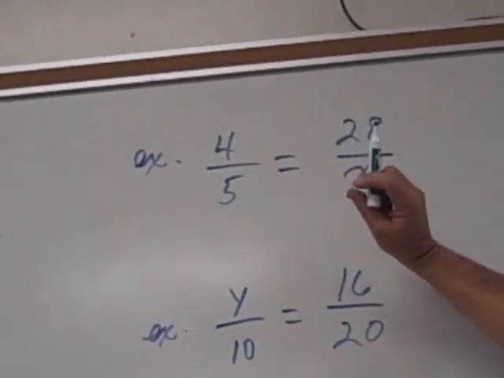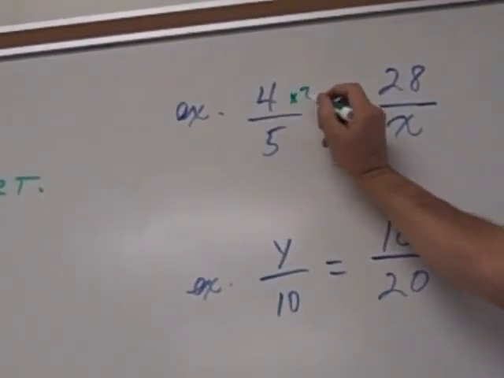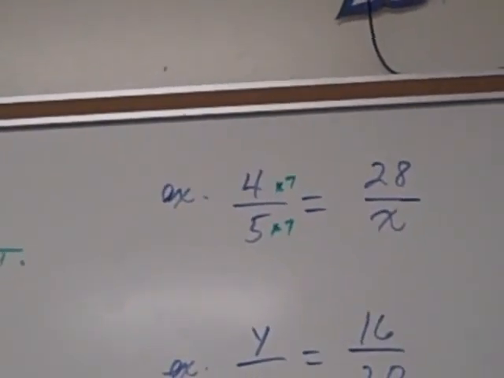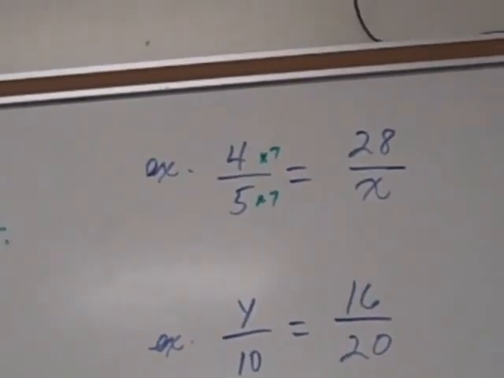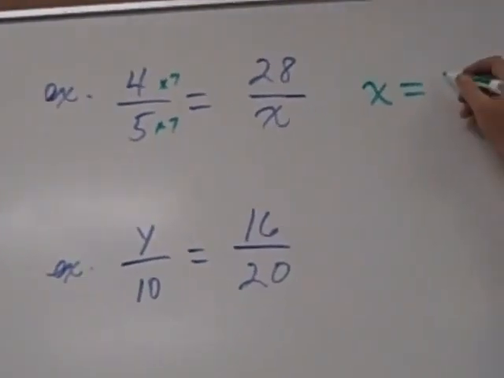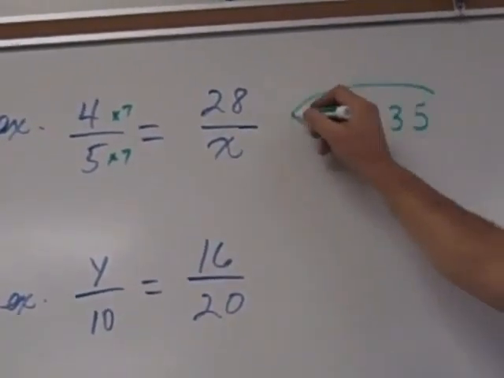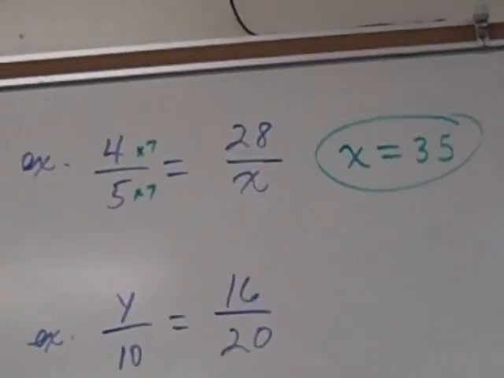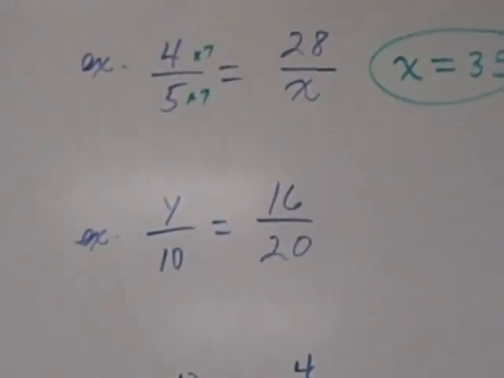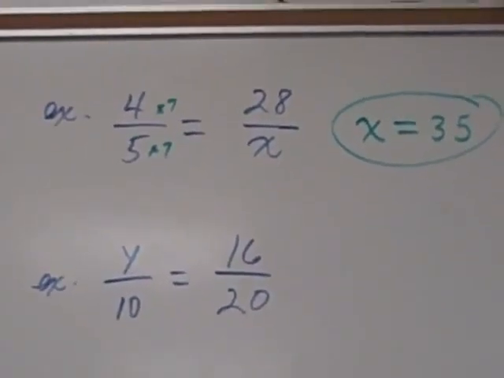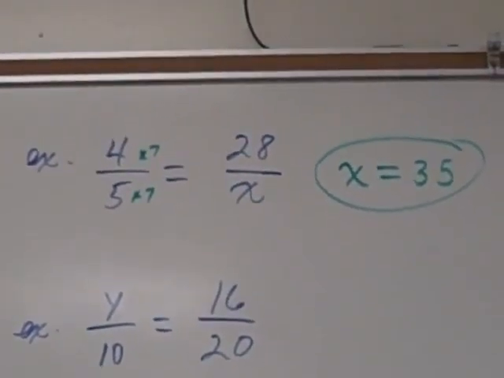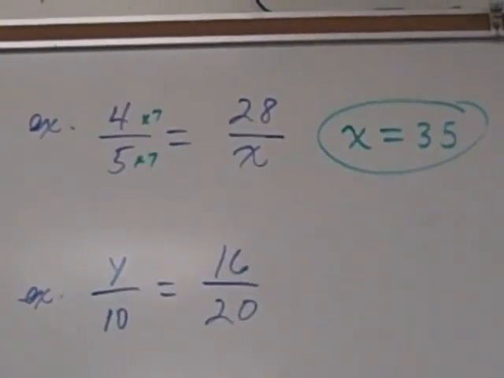So, here we go. Let's just PhD this. How did 4 turn into 28? Times 7. So what do we do now? Times 7 to the bottom. 35. Now we write our answer off to the side. The x equals 35. If 35 is in place of x, we will have a proportion, or equivalent fractions, equivalent ratios, equivalent rates. Okay? Those all mean the same thing. All right, let's go to the next one.